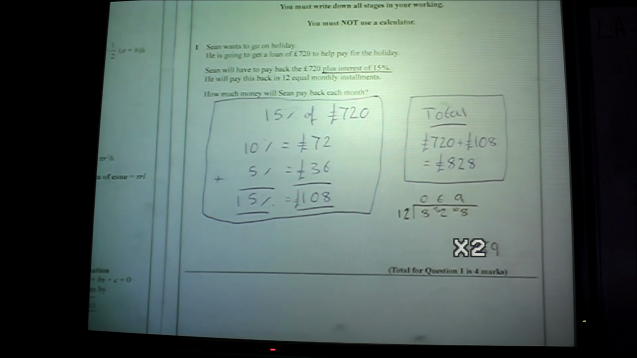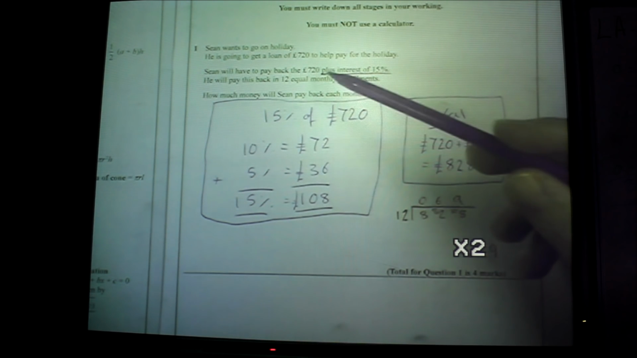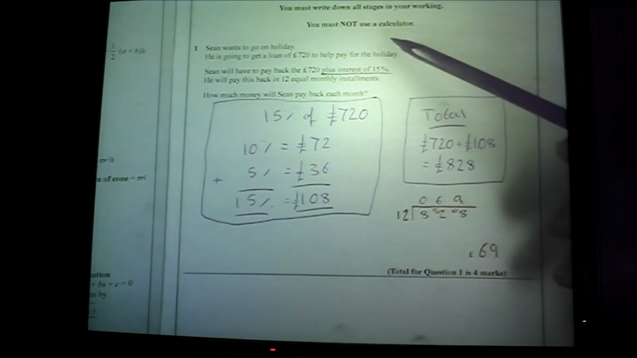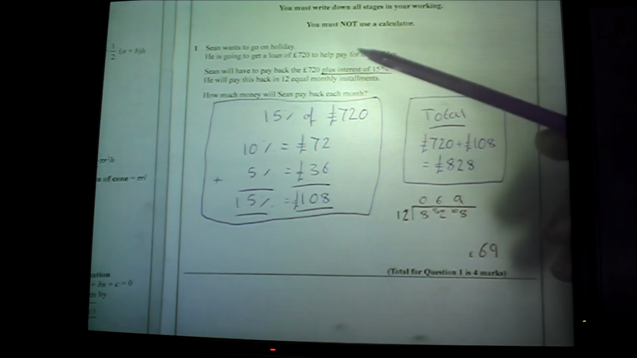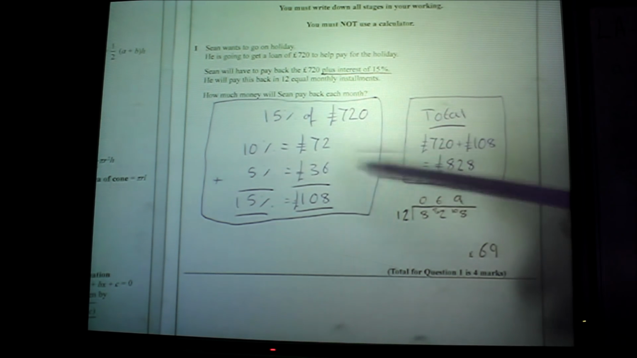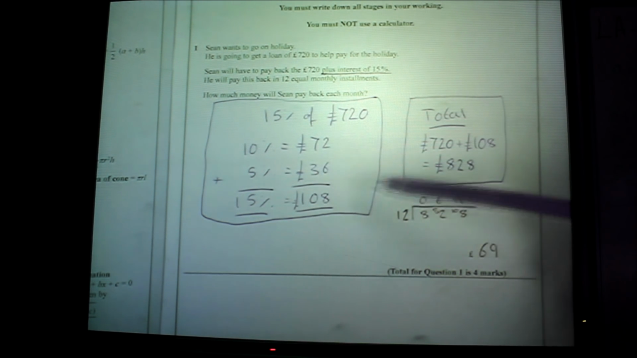Question 1, I'll read it out to you. Sean wants to go on holiday. He's going to get a loan of £720 to help pay for the holiday. Sean will have to pay back the loan plus interest of 15%. First thing I do there, I just work out what 15% is. I don't know exactly what I have to do yet, but chances are it's all part of it. There's how you find 15%, 10% and 5%, add it up, so it's £108.